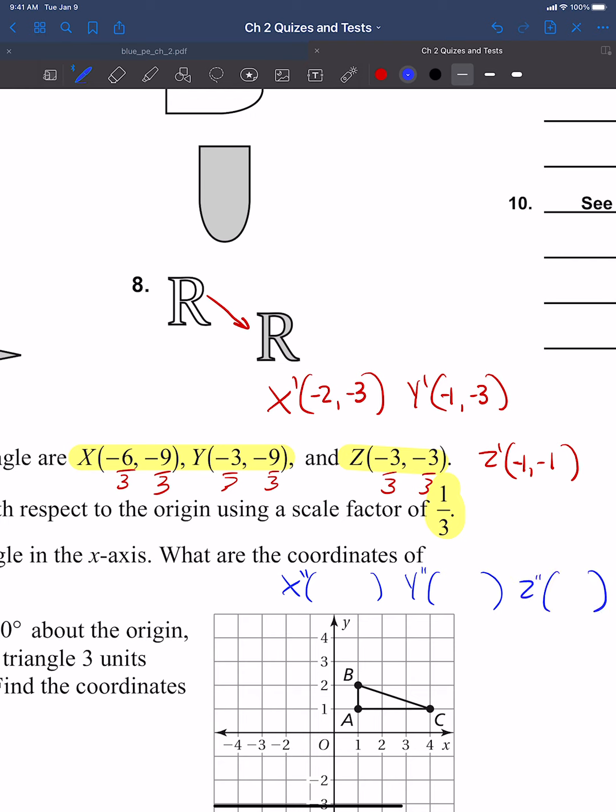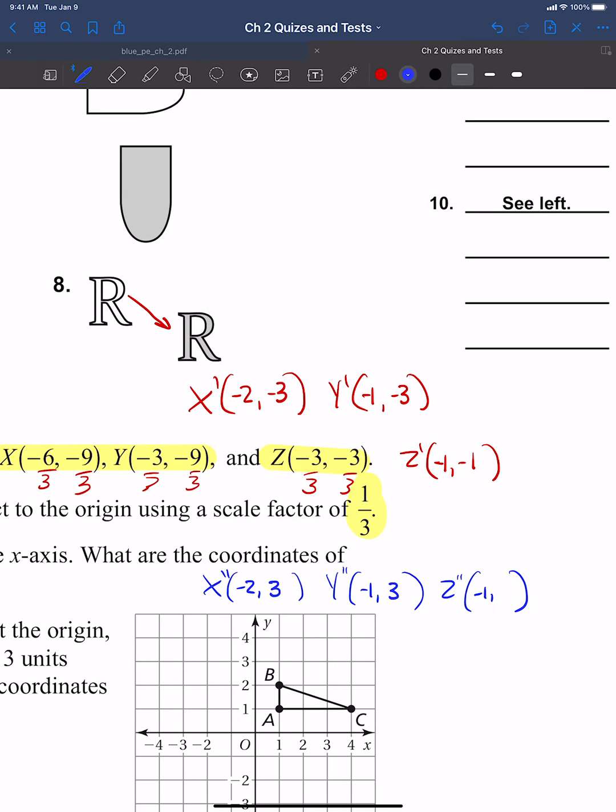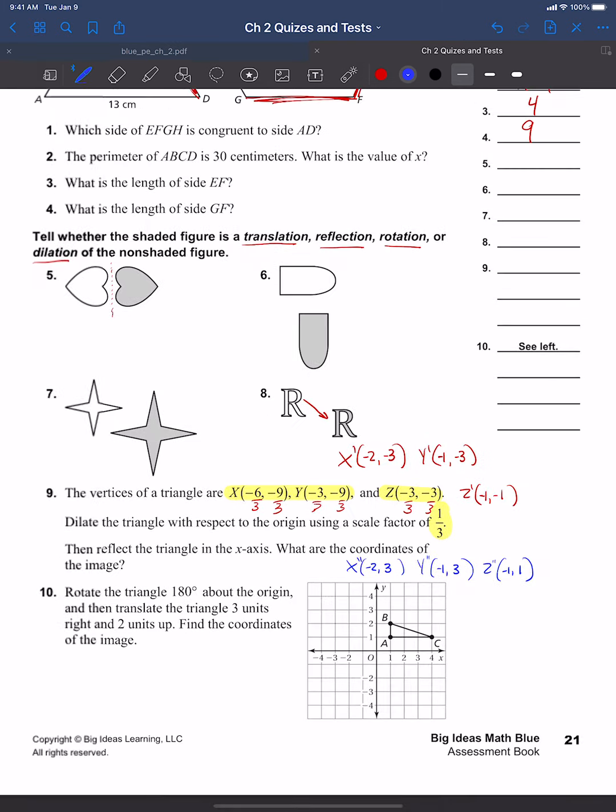So if we're reflecting across the x-axis, the y coordinate changes. So it's going to be, good, -2, +3. -1, +3. -1. Good job, guys. That was actually not bad.